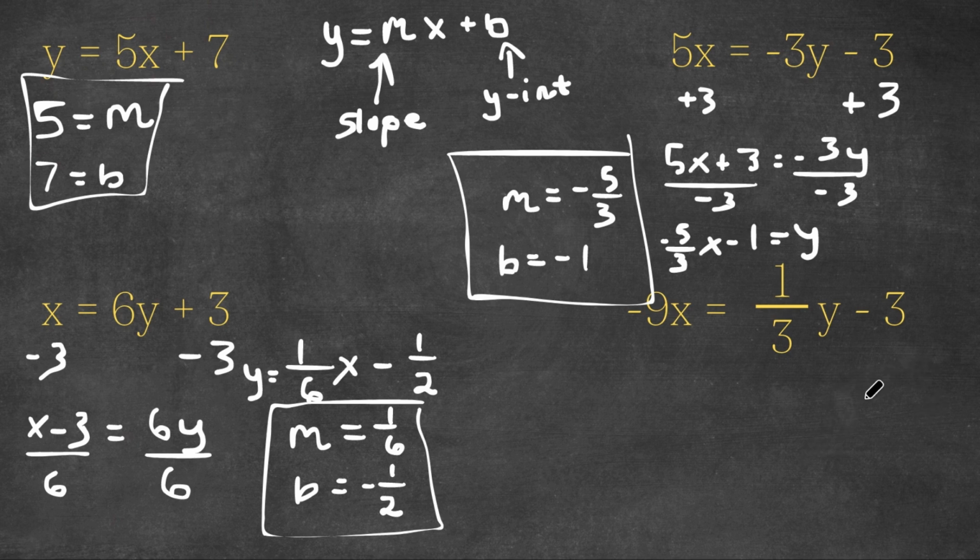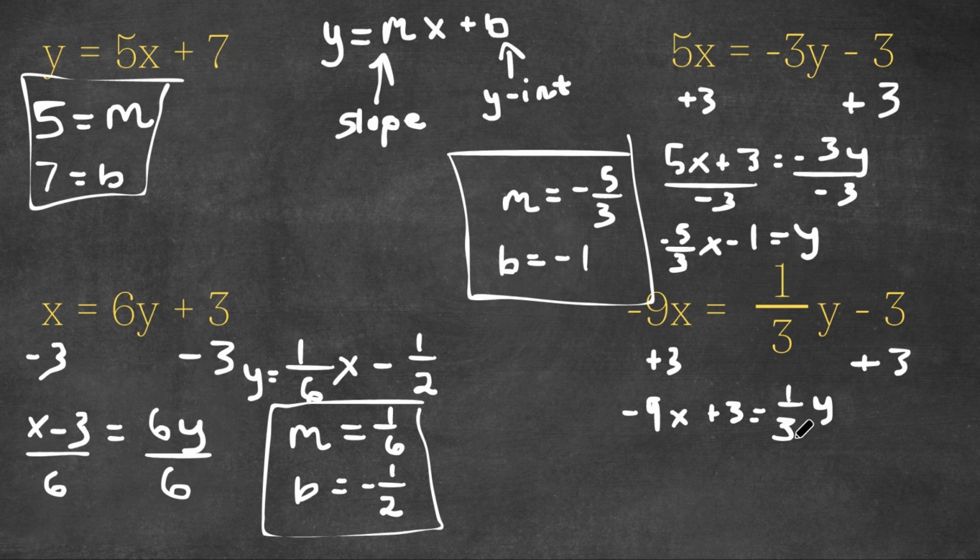All right, so I'm assuming you tried to do this problem. So what we want to do is, remember, we want to isolate y, so I'm going to add 3 on both sides to move the 3 to our left-hand side. So now we get negative 9x plus 3 is equal to 1 over 3y.